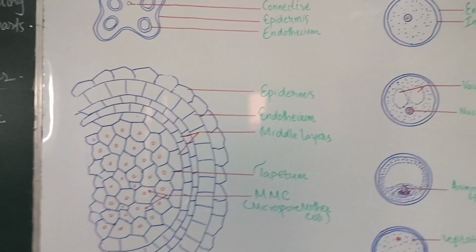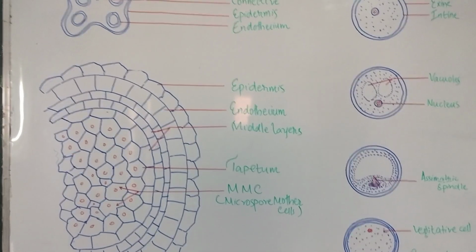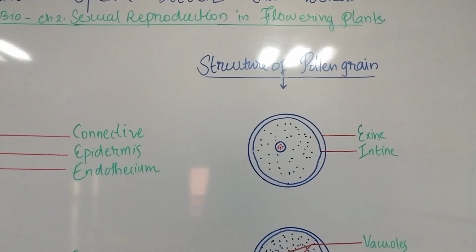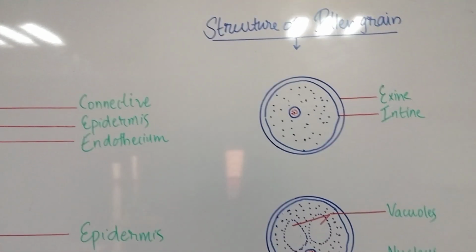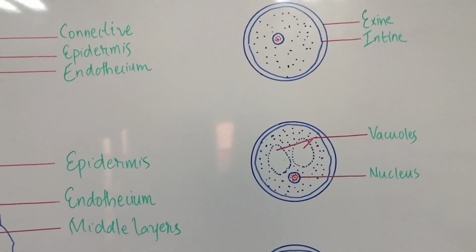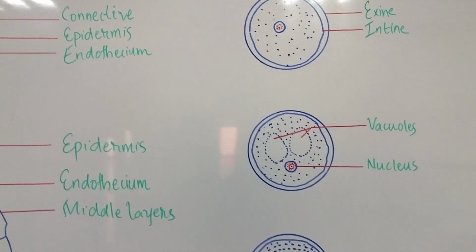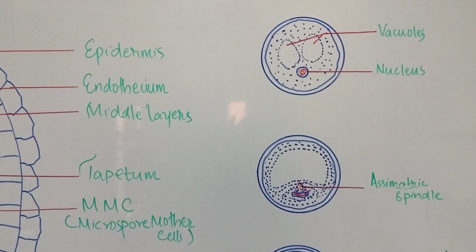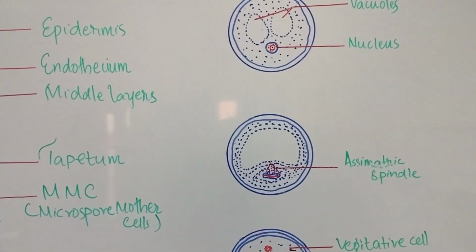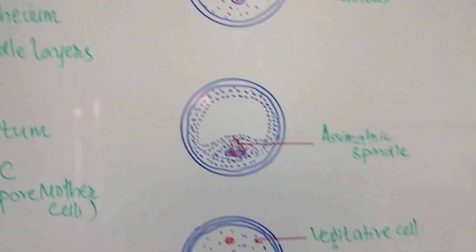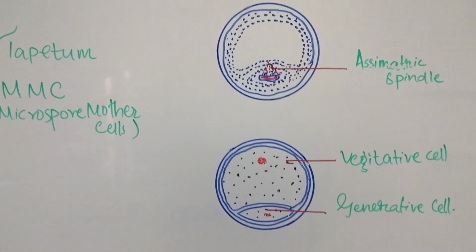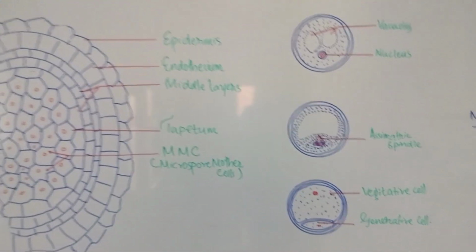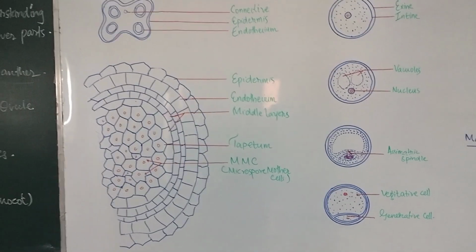Coming to the structure of a pollen grain, each MMC will become 4 pollen grains. The individual pollen grain will have the intine and exine, with the spore of pollen in hardest material. It will have vacuoles and a nucleus in the initial stages. Finally, asymmetric spindle formation will happen, and finally it will be in the 2-celled stage of vegetative and generative cell. This is a typical structure of an anther.